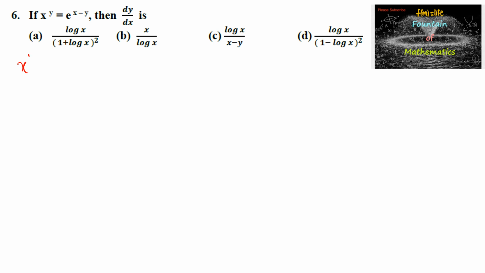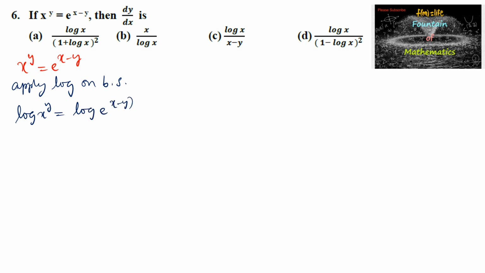If x power y is equal to e to the power of x minus y, then find dy by dx. Let us apply logarithm on both the sides. So we have log x to the power y is equal to log e to the power x minus y. And by using the property log a power m is equal to m times log a, we can write here y times log x is equal to x minus y times log e.